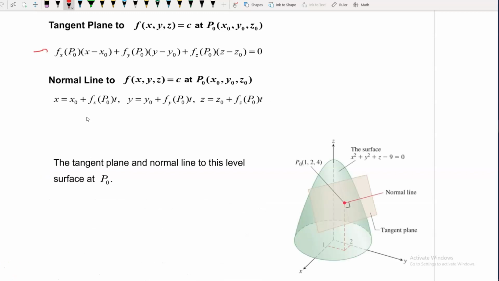And normal line to f of x, y, z equal to c at p naught, which is x naught, y naught, z naught. Here we have x equal to x naught plus partial derivative of f with respect to x of p naught times t. Y is equal to y naught plus partial derivative of f with respect to y of p naught times t. And z is equal to z naught plus partial derivative of f with respect to z of p naught times t.